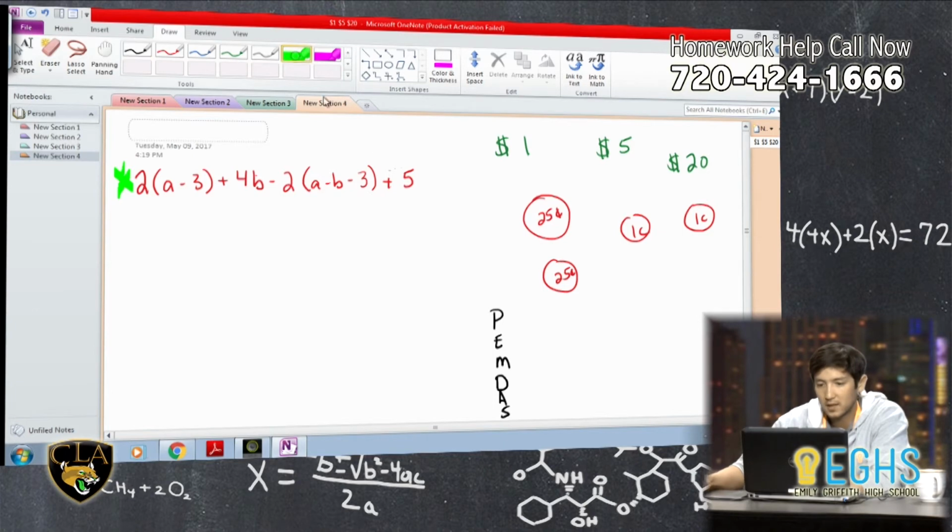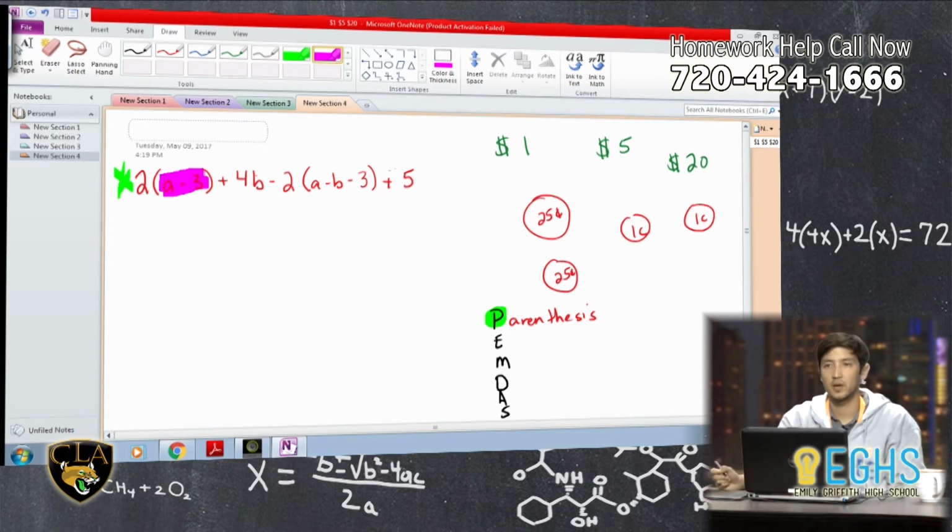And we're going to start with the letter P, and that stands for parentheses. So all we're doing is we're trying to simplify everything inside of the parentheses. So what I like to do is I just look at all my parentheses and think, can I do anything with this? Can I write this in a simpler way?